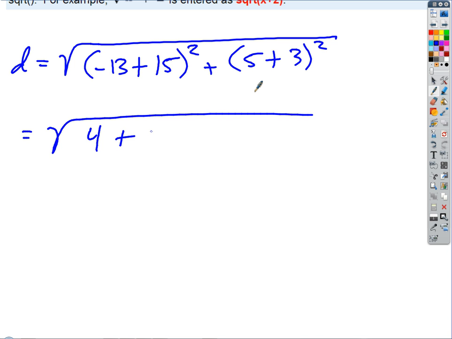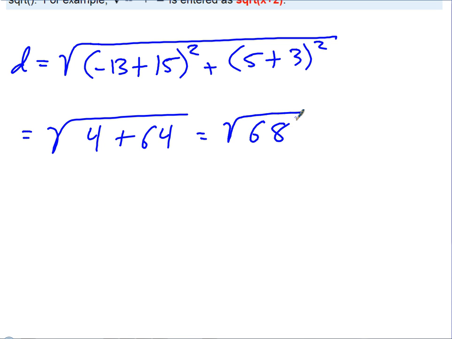5 plus 3 is 8, squared, 64. Okay, so the square root of 68. Now, if you put that in on the test or on the homework, what'd you get back for an answer? 9 out of 10. Partially. Okay, which is mostly. You got an A. It is the exact answer, but it's not simplified.